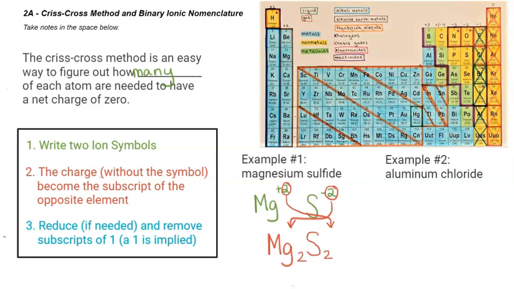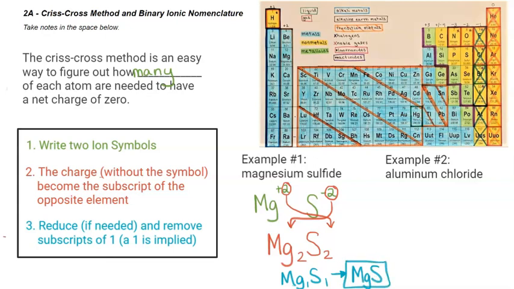Easy enough. Step 3 is just to reduce if you need to, and we don't show a subscript of 1 in chemistry. So the 2 and 2 here can be reduced. We can divide both of those by 2 and simplify down to Mg1S1. But because we don't show a 1 in chemistry, our final answer we'll write without those subscripts of 1. We'll just write it as MgS. So here's our final answer, our final formula for magnesium sulfide.